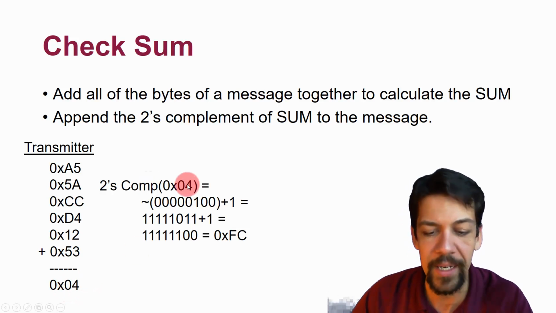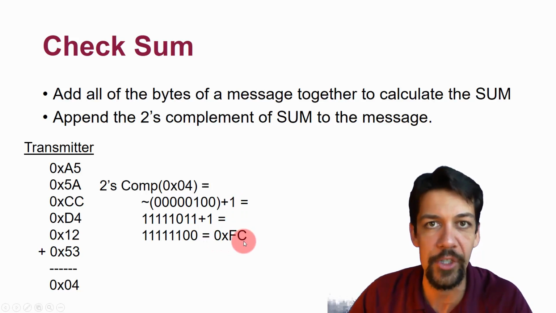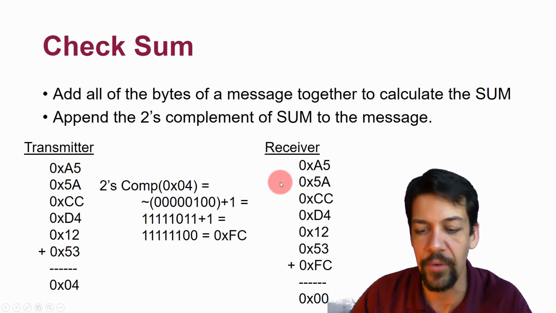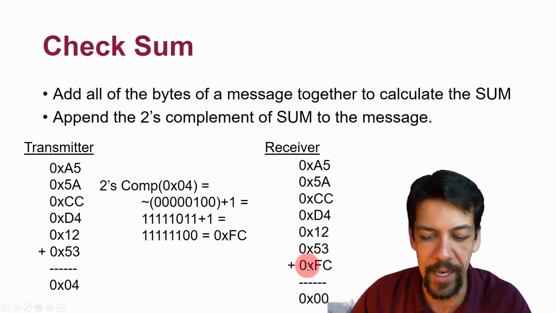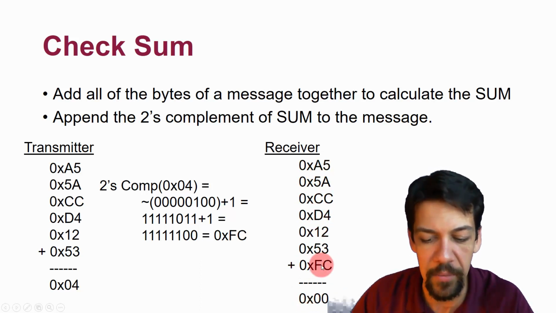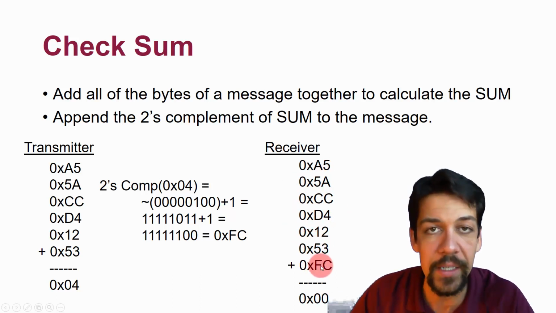We take the complement of 04, flip all the bits and add 1, and we end up with a checksum value of FC. We transmit that along with our 6 bytes. The receiver goes through and adds them all together, including the checksum byte, and they should end up with 00. That way we know that all of the bytes that come with it have been validated, including the checksum byte.